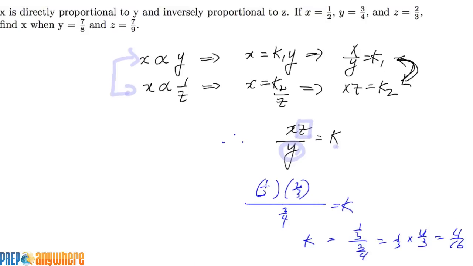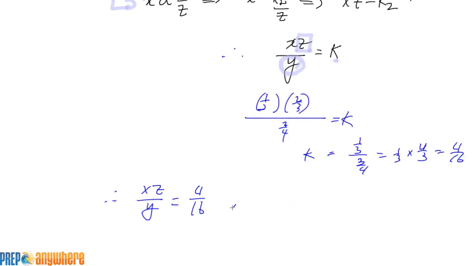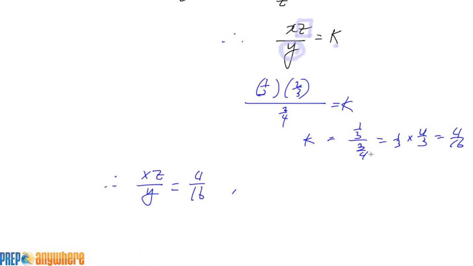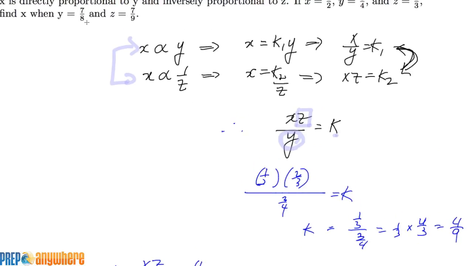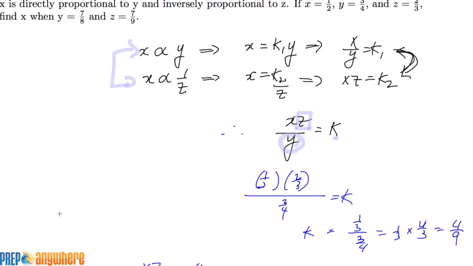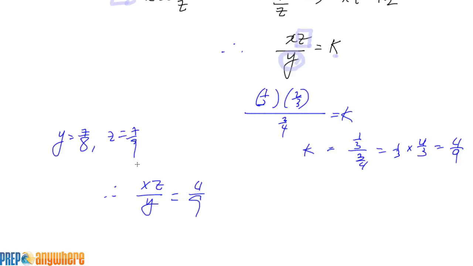And since now they're giving you, is it 4 over 9? Oh, 9, sorry, my bad. When I asked you, did I make a mistake? You should have said, I had a feeling I was running too quickly. Okay, 4 over 9. So now here's my y. y is equal to 7 over 8. z is equal to 7 over 9. Okay, let's put it in here.